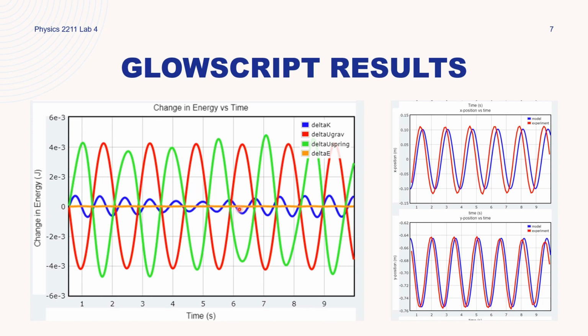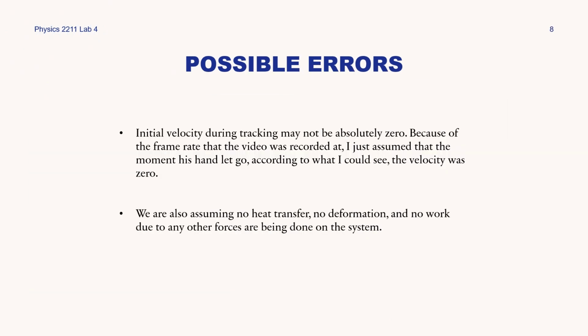A possible error in this experiment is that the initial velocity during my tracking may not be absolutely zero. Because of the frame rate the video was recorded at, I just assumed that the moment I saw his hand let go of the mass, the velocity was about zero. Additionally, we are assuming that there's no heat transfer nor deformation of the spring and no work due to any other forces being done on the system. And in the real world, especially the heat transfer and deformation, we know this to not be true.